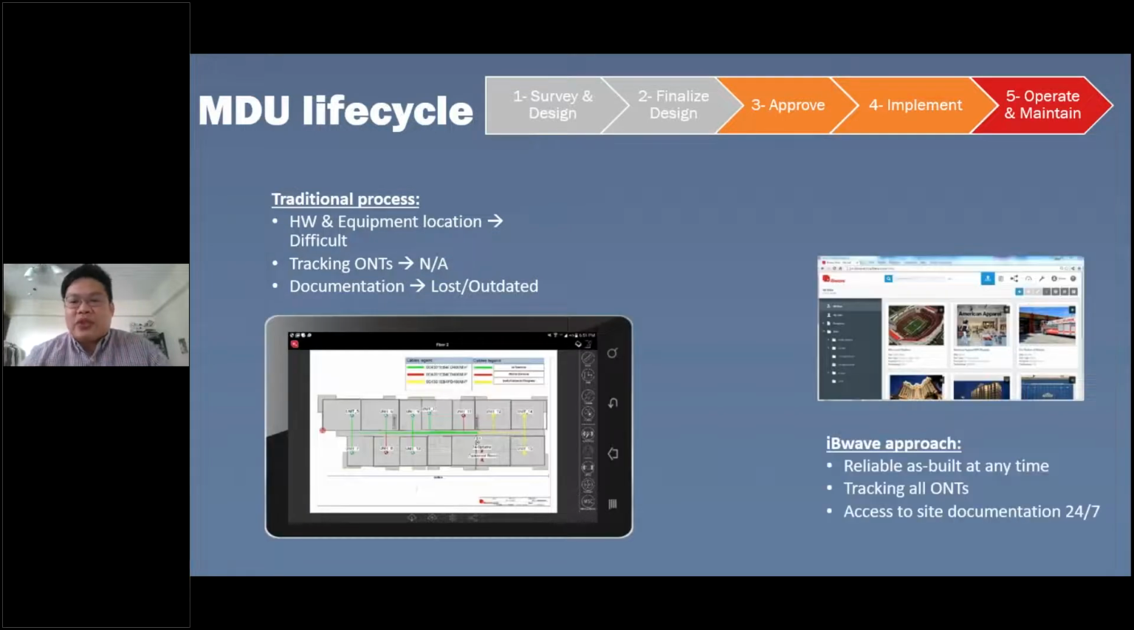So the ibwave solution is that everything will be digitalized. So the as-built can be updated anytime when we go to operate or maintain. We're able to see clearly what location requires updating, and whether the equipment has enough ports or not. We're able to track all ONTs and access the site documents 24/7. So that's why ibwave is able to help cut the process down from days to hours.